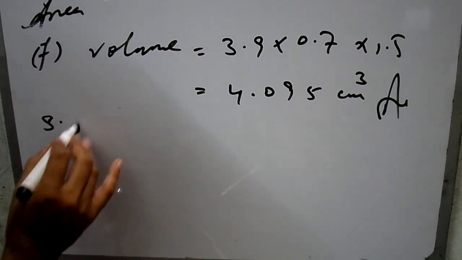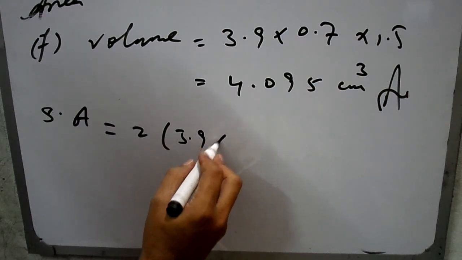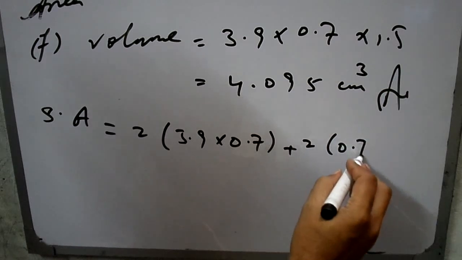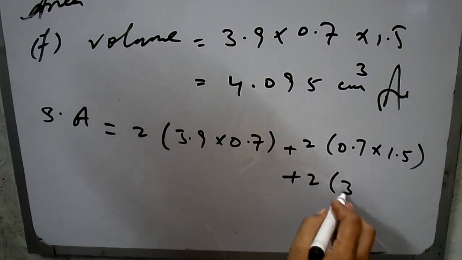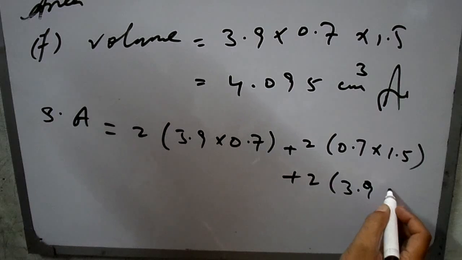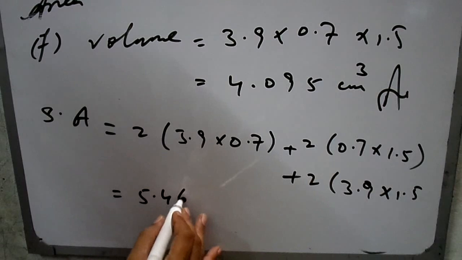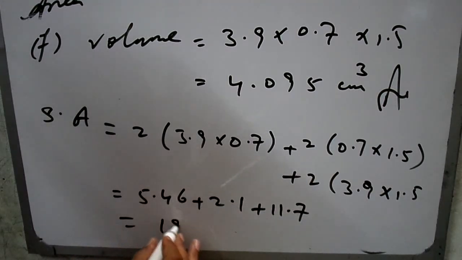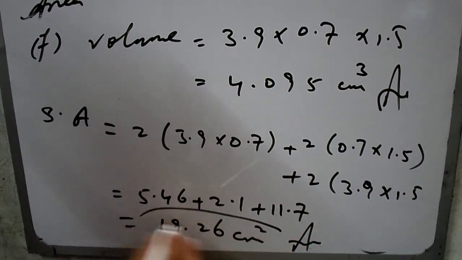So the surface area of the same question, that is 2 into length into width, and plus 2 into width into height, similarly length into height, or height into width, that is 1.5. So after simplification you will get this, by using calculator 19.26 centimeters square. So that is your result.